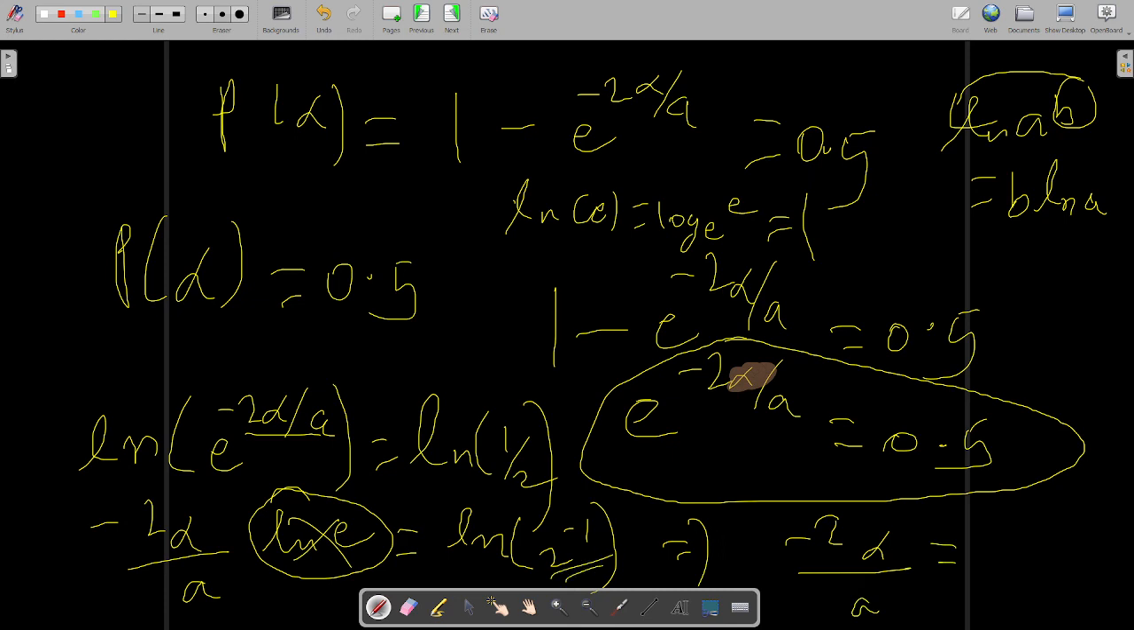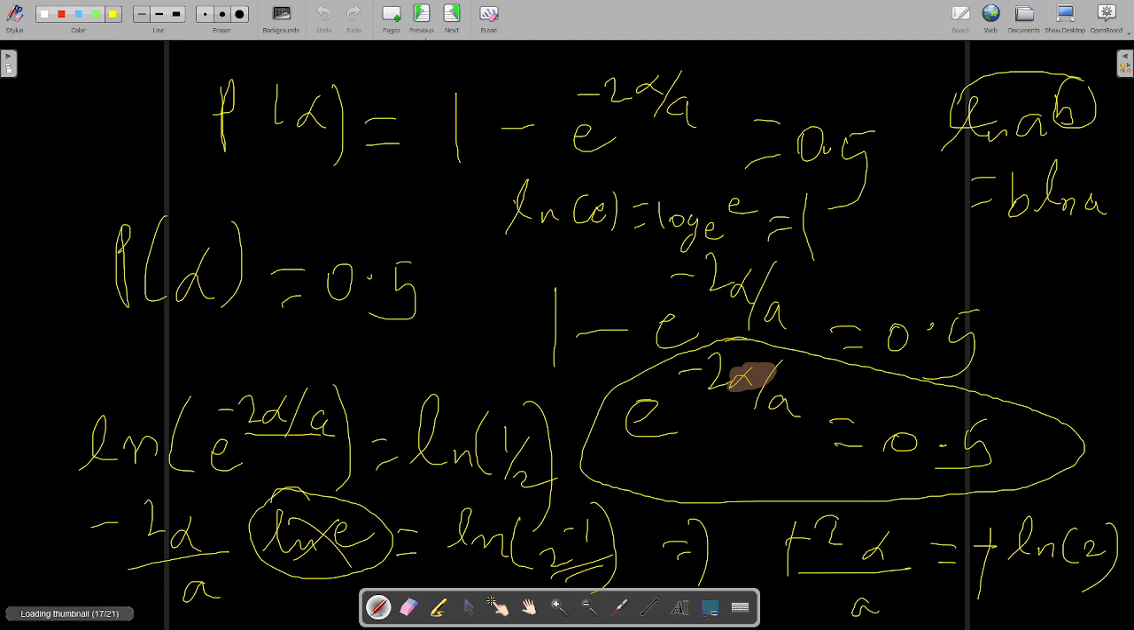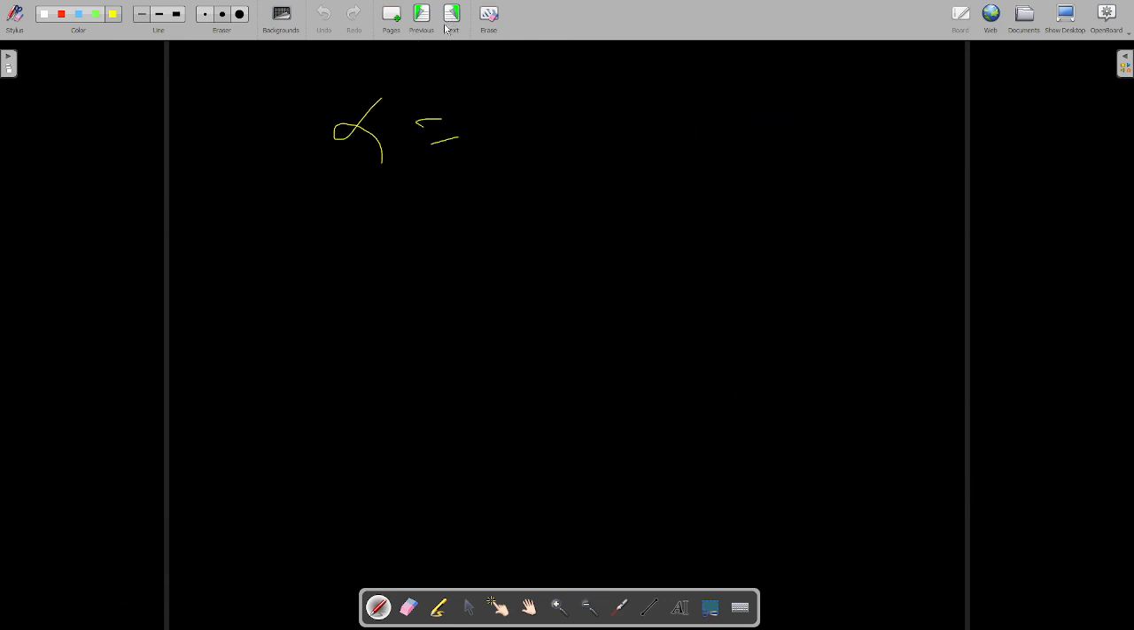Ln 2 to the power minus 1 means the minus 1 power will come in the forward direction. So again minus and minus becomes plus. So what did I get as the value of alpha? I got the value of alpha to be equal to a ln 2 over 2.